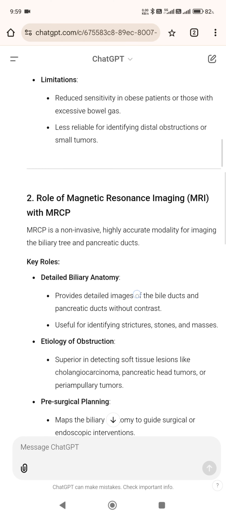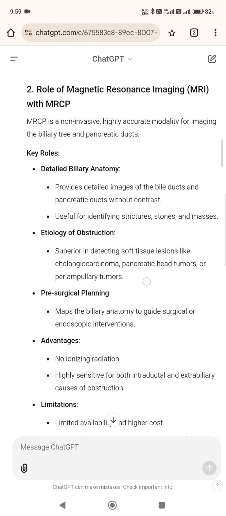2. Role of magnetic resonance imaging, MRI, with MRCP. MRCP is a non-invasive, highly accurate modality for imaging the biliary tree and pancreatic ducts. Key roles: detailed biliary anatomy, provides detailed images of the bile ducts and pancreatic ducts without contrast. Useful for identifying strictures, stones, and masses.